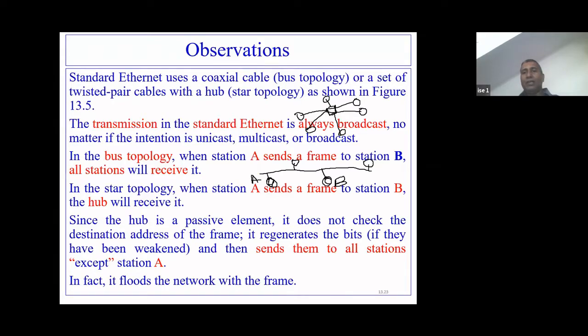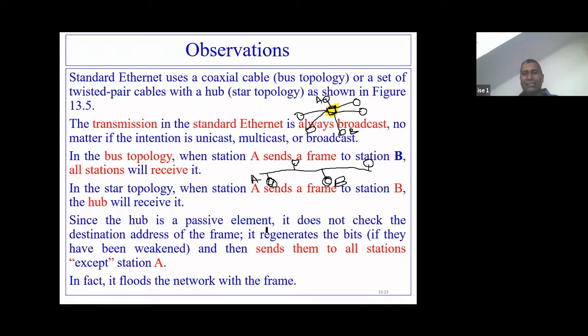Whenever any station wants to send data, suppose this is station A and this is station B. Station A wants to send a frame to station B. So it has to send the frame to the hub first. To this hub, it will send the data, and the hub in turn will send that to this particular station B. It also sends the data to all other stations.